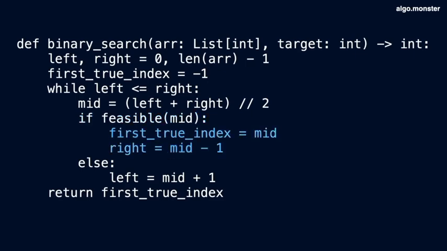If it is good enough, we store it as a possible answer, and then move left in case there's an earlier index that also works. This is the key move when you're trying to find the first valid solution. If mid is not feasible, we discard it and move right. Finally, we return the best answer we found, or negative one if nothing was ever feasible. This template might feel abstract at first, but once you plug it into a real problem, it clicks.